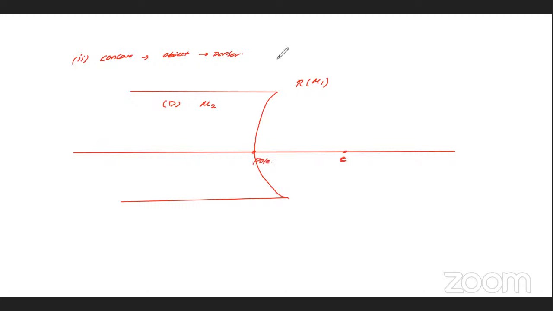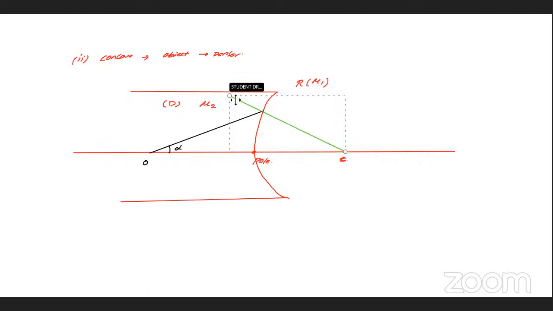Now I'll allow a light ray from the denser towards the rarer. Assuming this is your object and the light ray passes, there should be a reference line, and that reference line is your normal line. Here this is your object. It makes an angle alpha. This is the center of curvature, so this is the reference line.